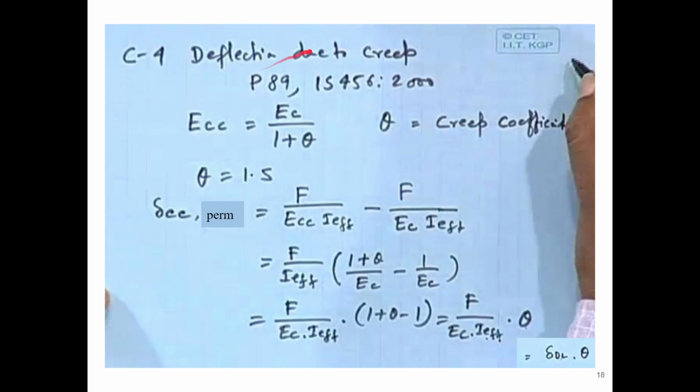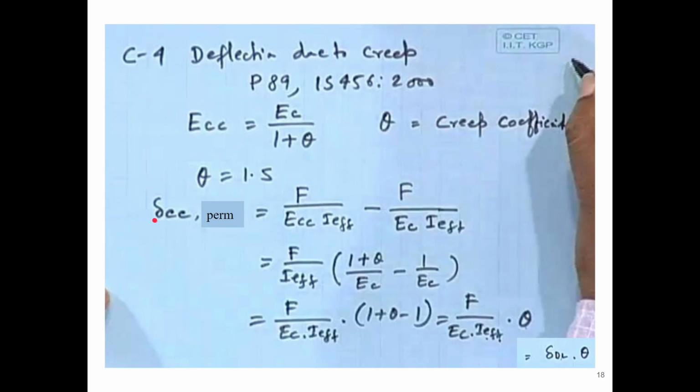For finding this, we can use page 89. We can refer to clause C4, page 89, IS 456. Here we will be using Ecc, that is the long term modulus of elasticity. Ec is basically the short term modulus of elasticity, which is 5000 square root fck. But for finding the long term, we have to divide the Ec value by 1 plus θ, and θ is basically the creep coefficient, and it is always taken to be 1.5.